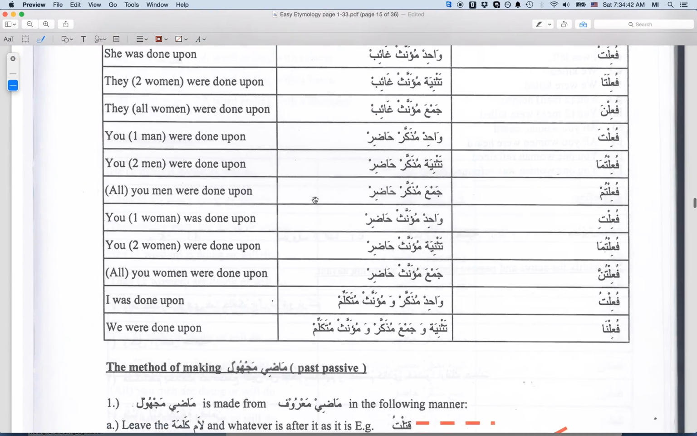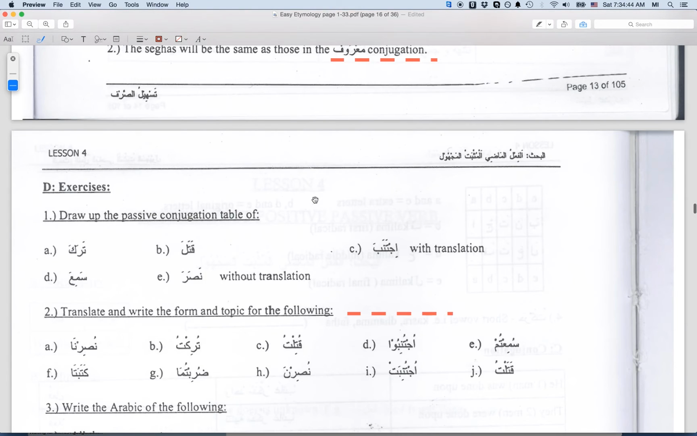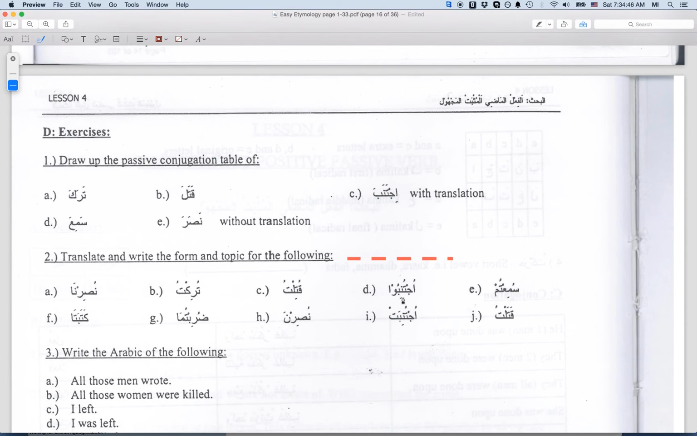So where were we? I think we're in, okay, so D. وجتنبوا, they, men, all men were refrained from. وجتنبوا, وجتنبا, وجتنبوا, right. سمعتم, you all women or you all men, because remember سمعتم could be used, actually my bad. سمعت, سمعتا, سمعتما, سمعتم, right. So you all men were heard.